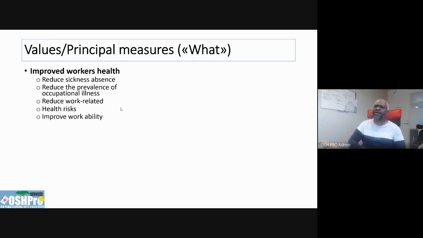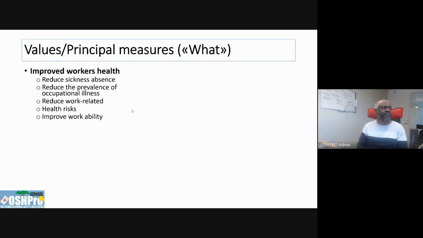We want to reduce the prevalence of occupational illnesses. I've mentioned asthma, it can be skin diseases. So if you're working with chemicals, you want to reduce the prevalence of skin diseases. You want your workers not to have allergies. You want to reduce work-related health risks as much as possible, because that's how you will improve the workers' health. And this is what you want to achieve.